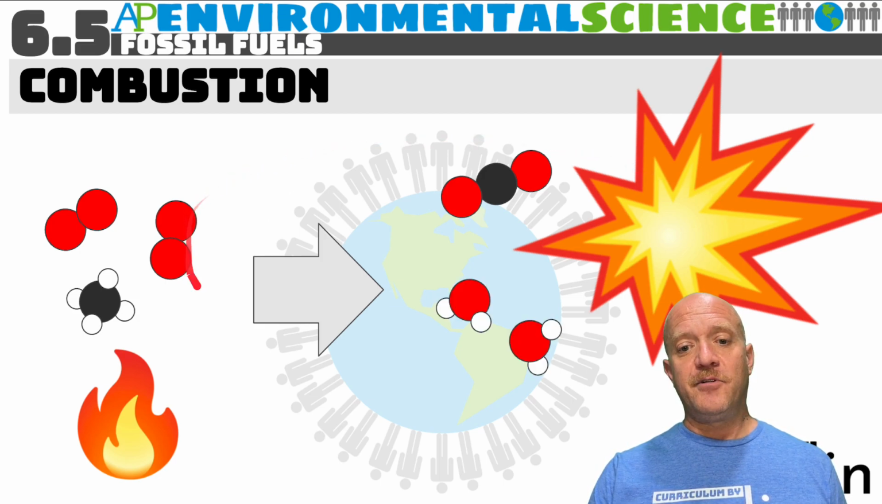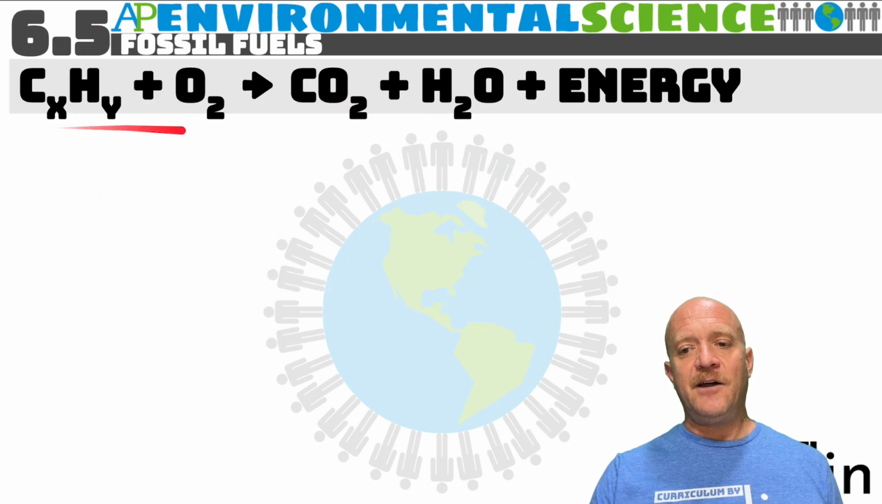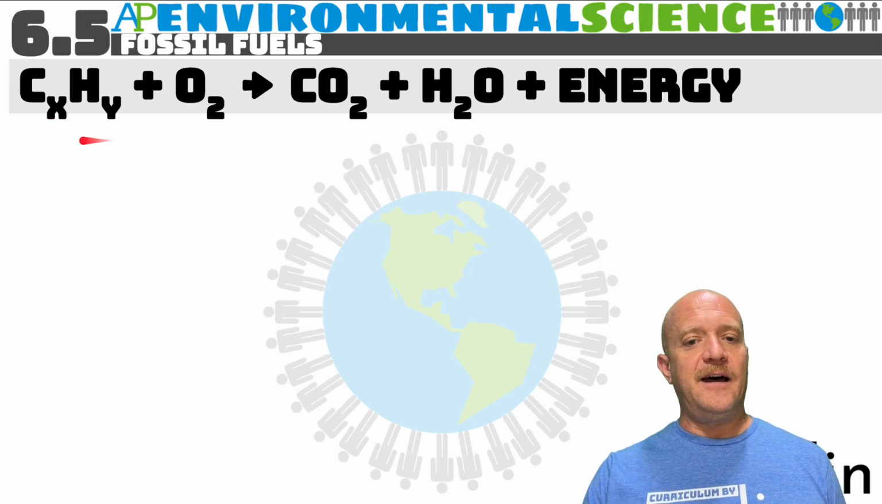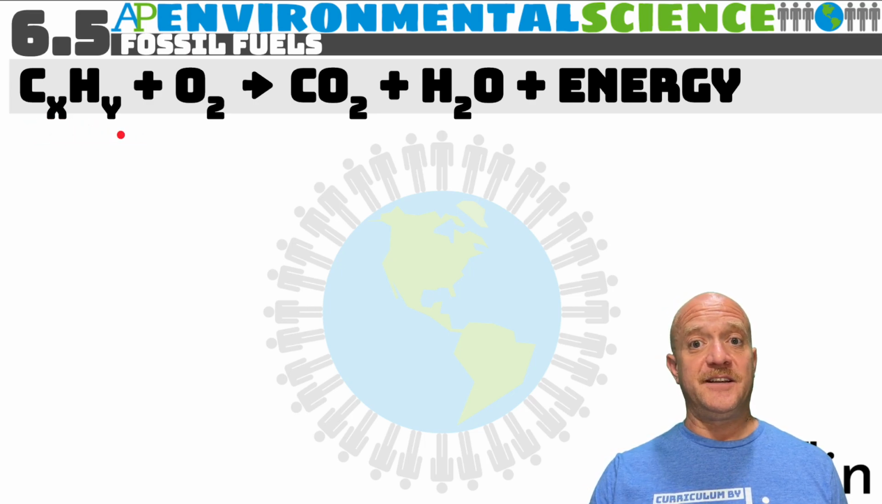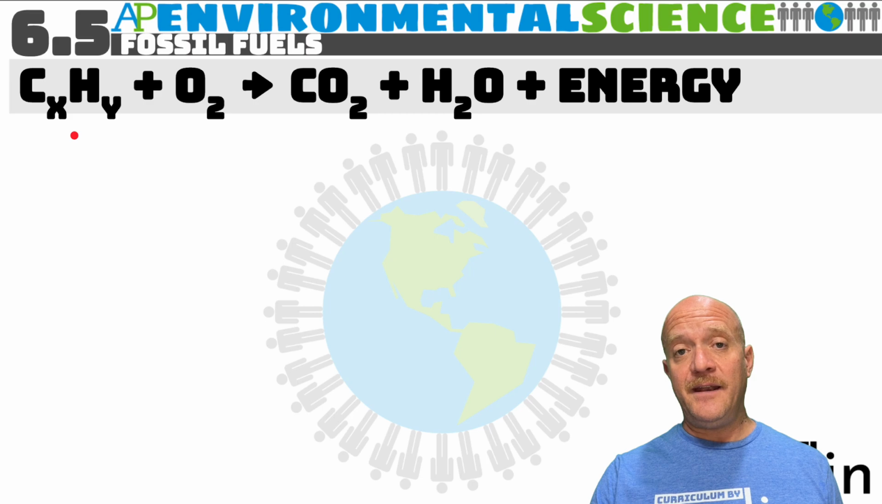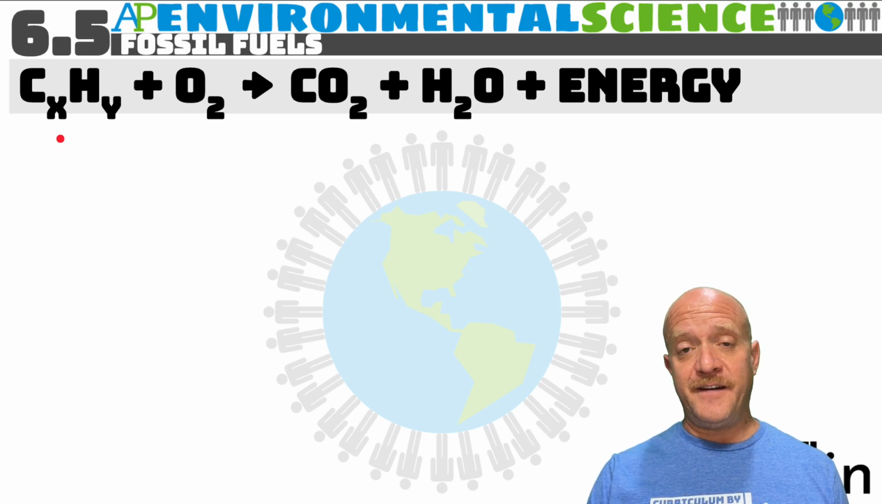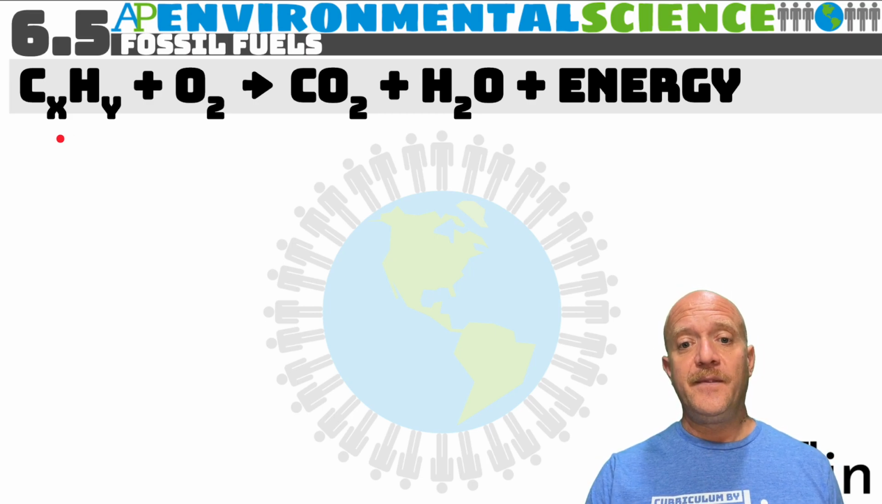So this is a general formula showing you the molecules. This is how it would look written out. This CH is really just a hydrocarbon. So this can be methane. It can also be any hydrocarbons that are found in the other fossil fuels.